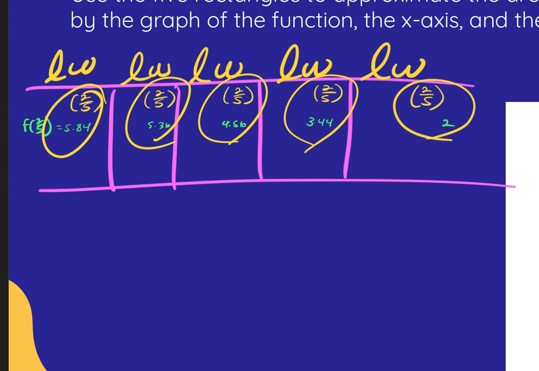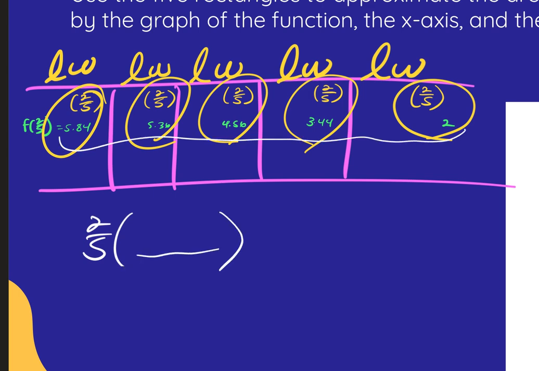You can multiply each of those out and then add them all together at the end. Or because we're multiplying by 2/5, we can pull out the 2/5, add up all of these, and then multiply by 2/5 at the end. You could do it either way.